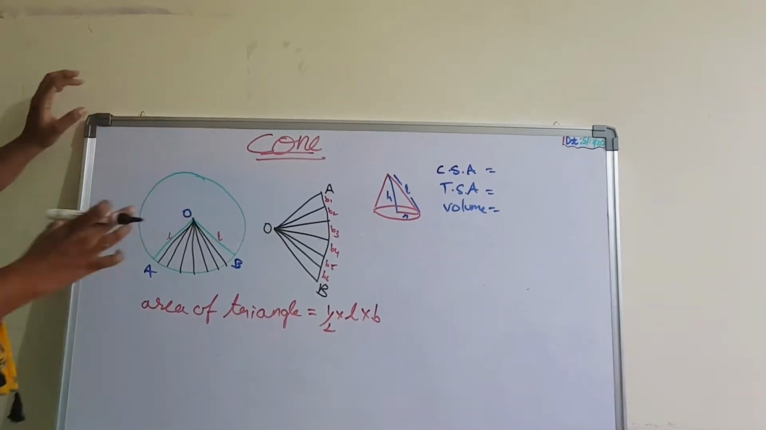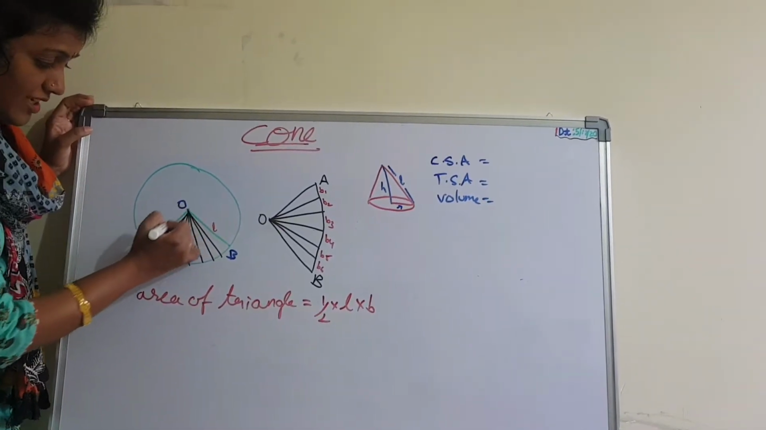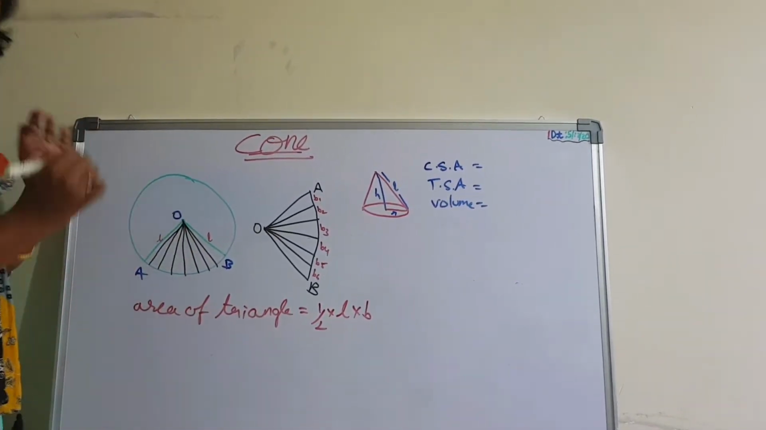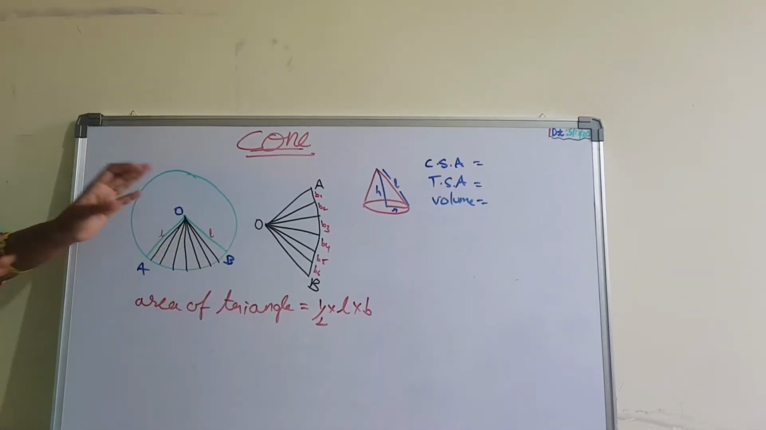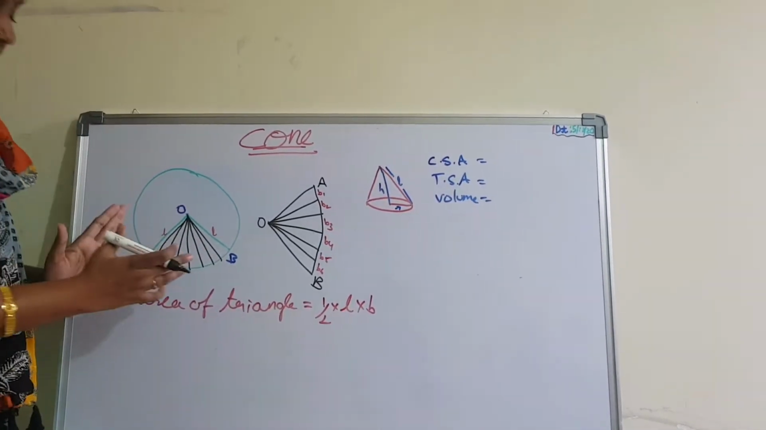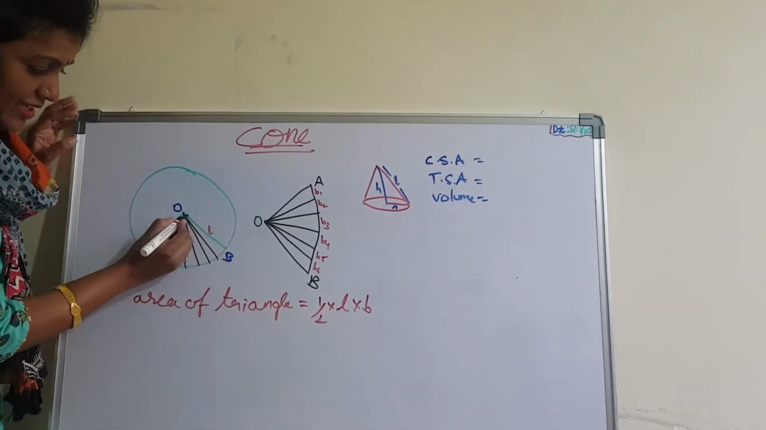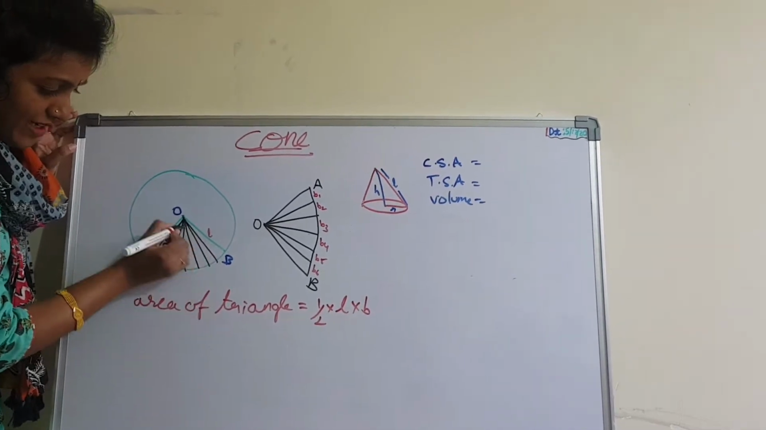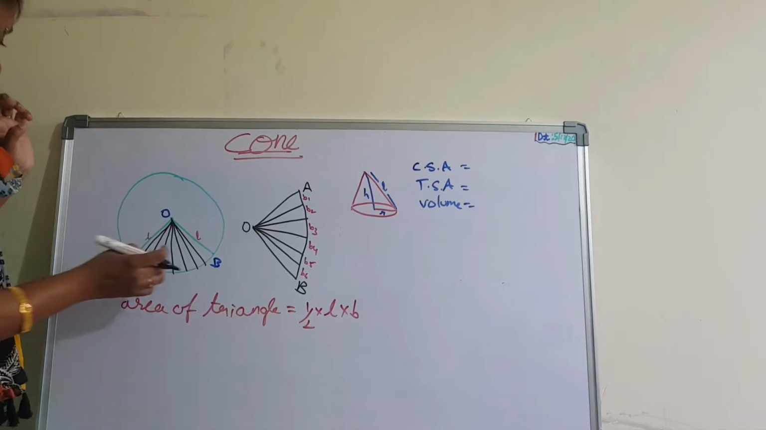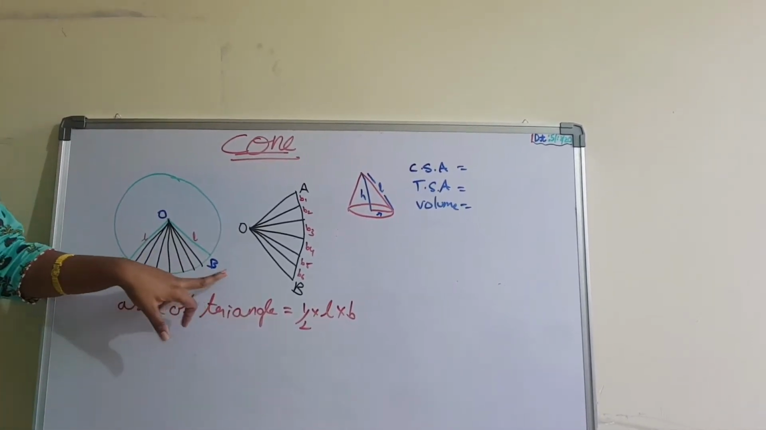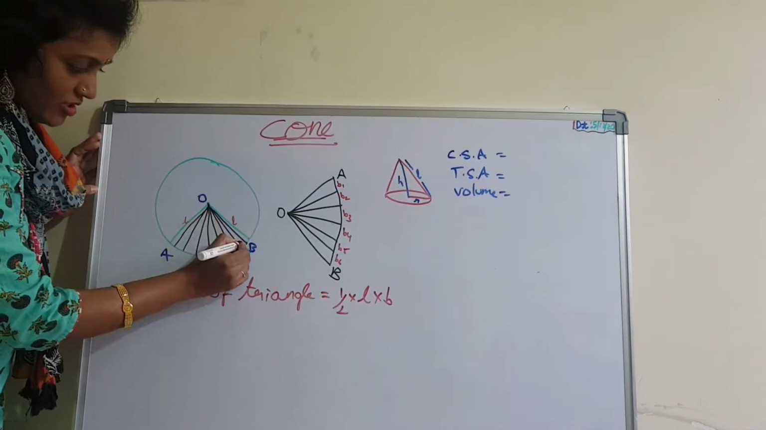In that, OAB is like a sector. It looks like a cone only. OAB will look like a sector, and it is also like a cone. In OAB, the same length L will be there in the circle. And we are dividing AB into so many parts.